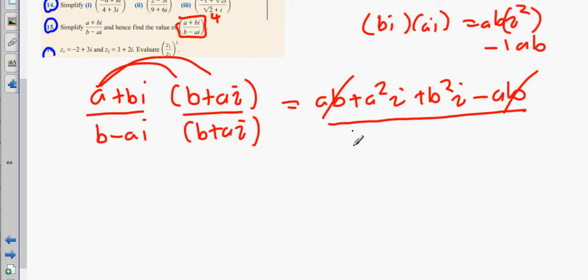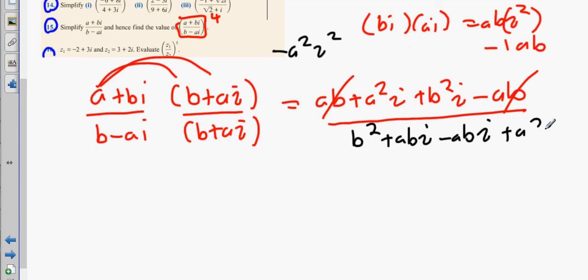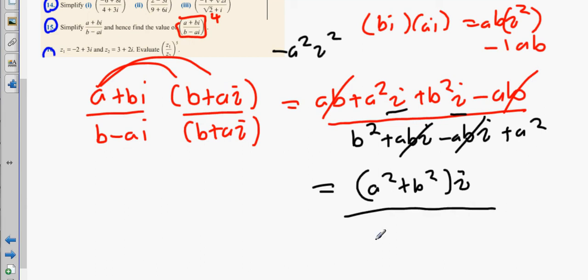We go b times b is b squared, plus abi minus abi. And then it's going to be ai times ai, which is minus a squared i squared, and that's going to be plus a squared. They cancel, and what we're going to be left with is a squared plus b squared times i on top. So what I did there was I factorized out the i, and then on the bottom we're going to have a squared plus b squared, and lo and behold it turns into i.